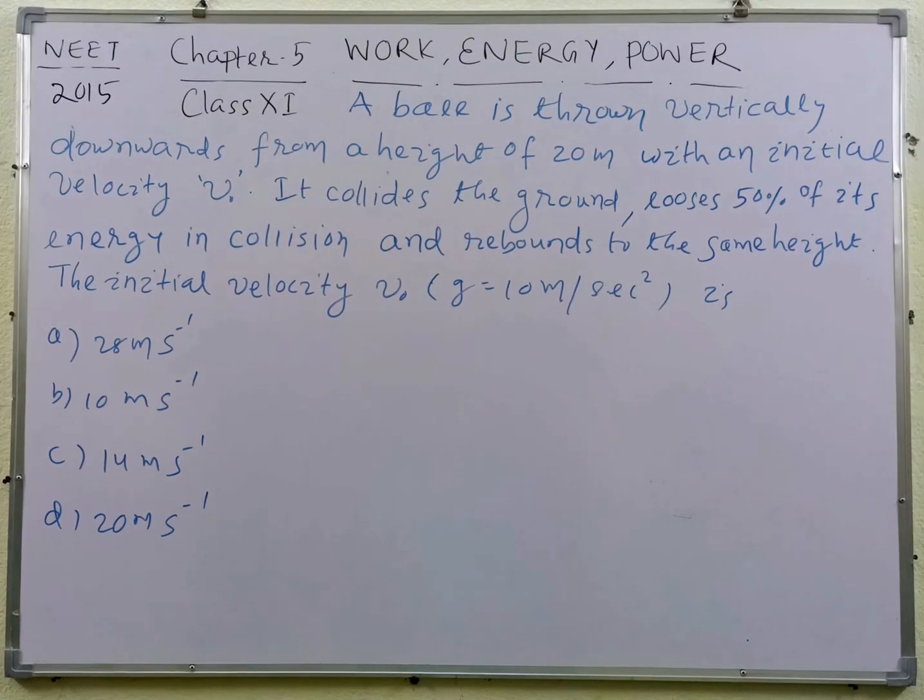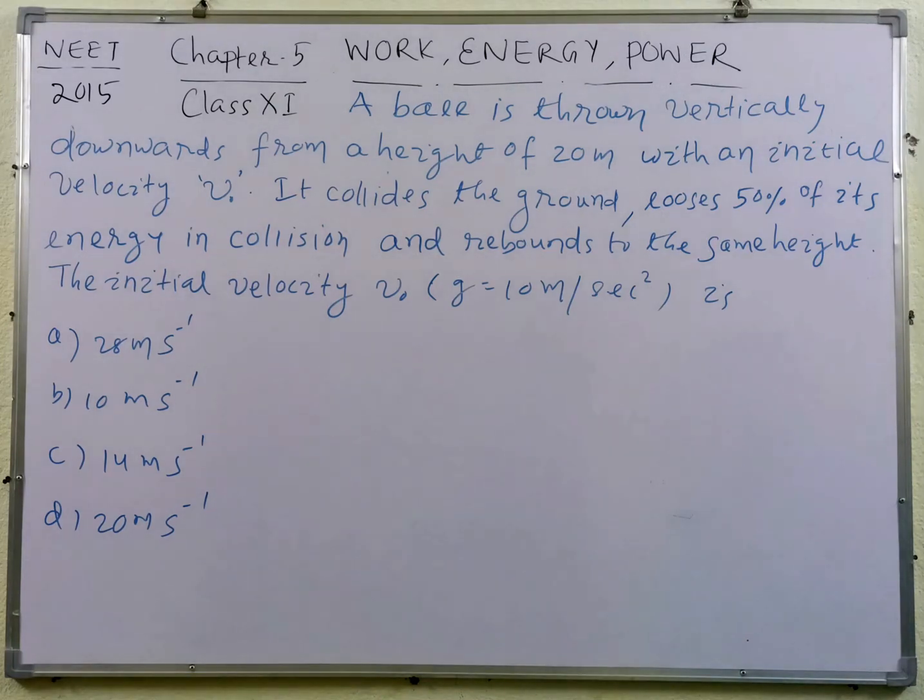This question was asked in NEET 2015 from chapter 5 of class 11, that is from the chapter of work, energy and power. A ball is thrown vertically downwards from a height of 20 meter with an initial velocity v0. It collides with the ground, loses 50% of its energy in collision and rebounds to the same height. The initial velocity v0 is how much, where g is given as 10 meter per second square.